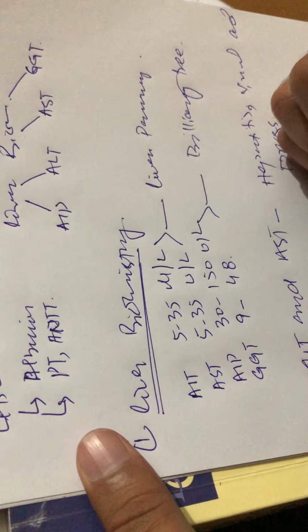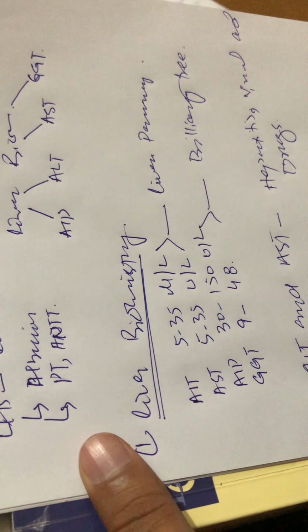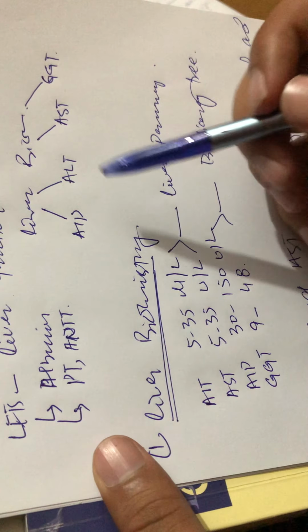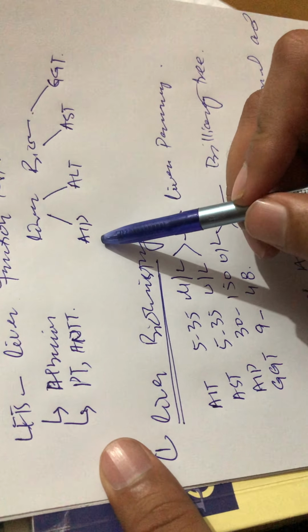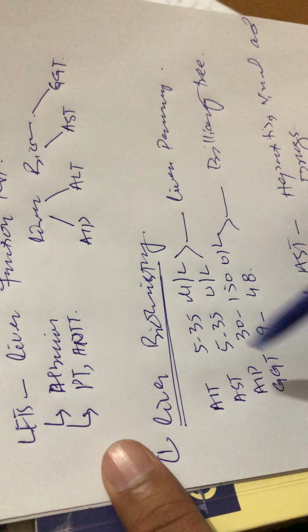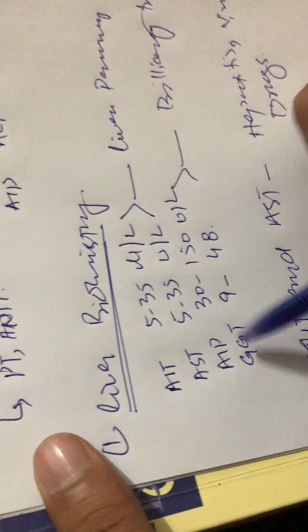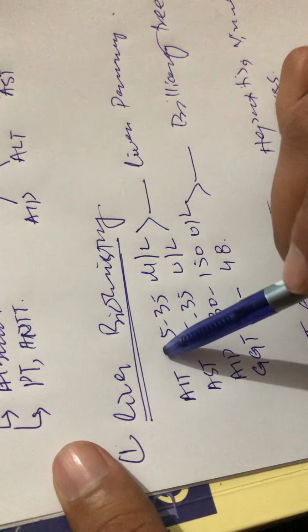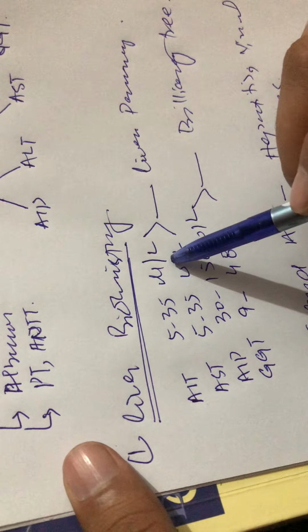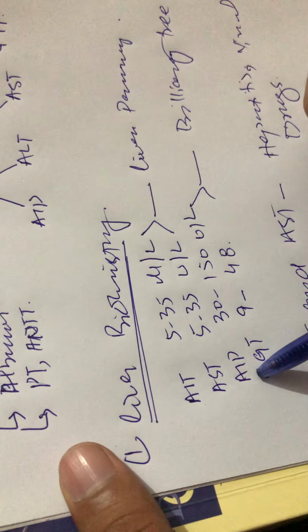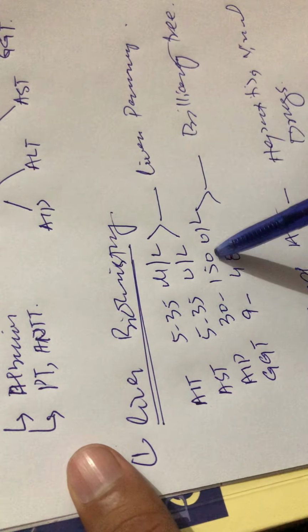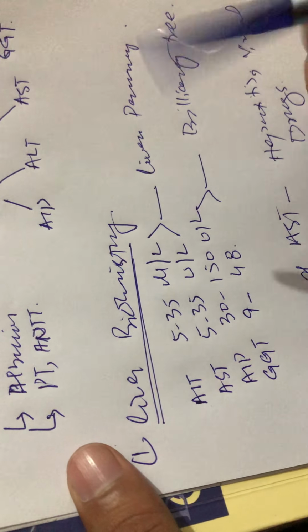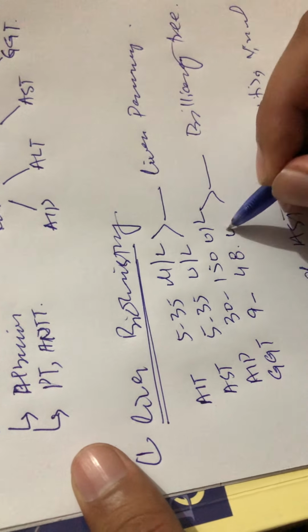First of all, liver biochemistry. The main four things which we just talked about are ALP, AST, ALT, and GGT. These are the normal ranges. The normal range for ALT and AST is 5 to 35 for both. For ALP, it is 30 to 150 units per liter, and for GGT, it is 9 to 48 units per liter.